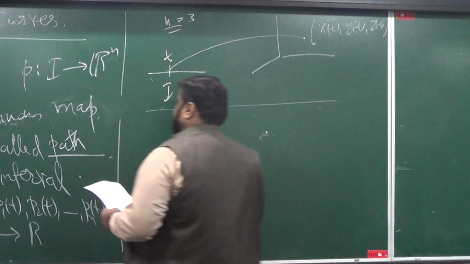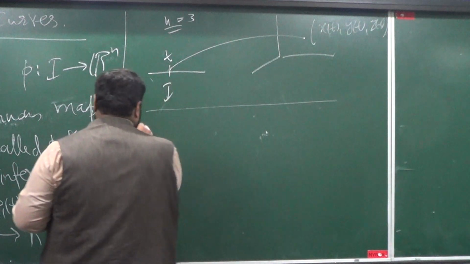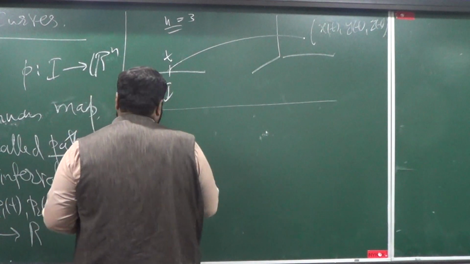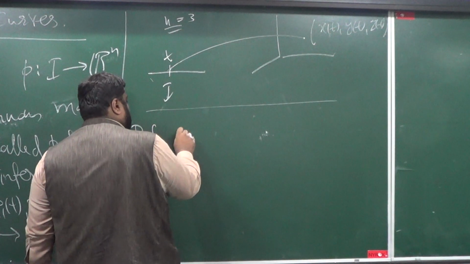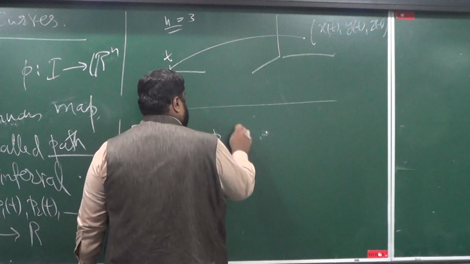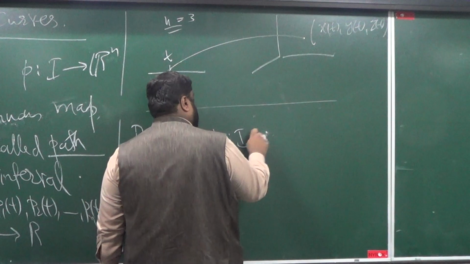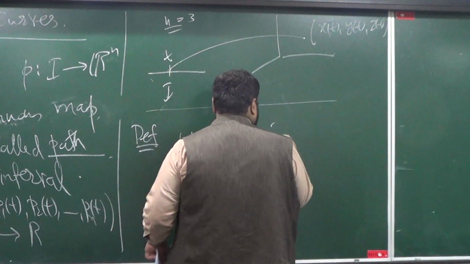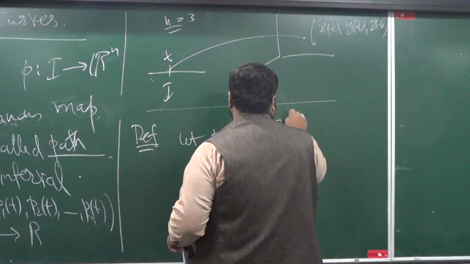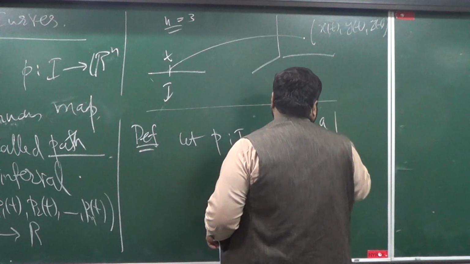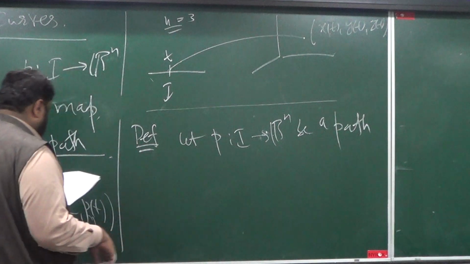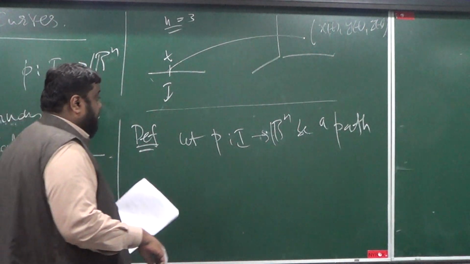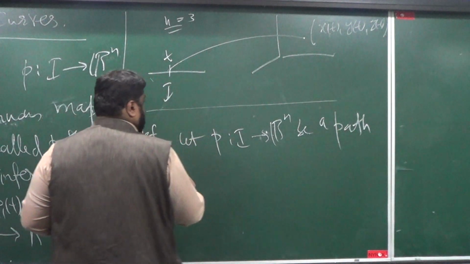All right, the next definition. If in addition you have a path, so let P from I to Rn be a path. So I have a path. I'll do some examples of it, so you don't have to worry about it.